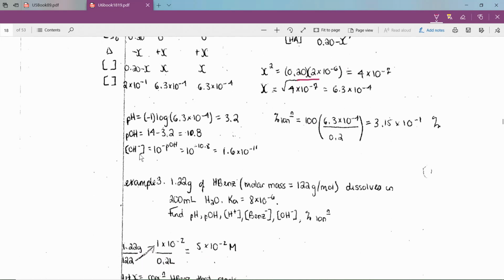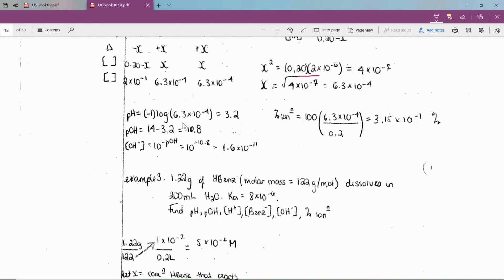Okay, so once I got the X, I know that the pH is minus 1 times the log of 6.3 by 10 to the minus 4, so it's 3.2. The pOH is 14 minus 3.2, which is 10.8. And the OH minus is 10 to the minus 10.8, which is 1.6 by 10 to the minus 11 molar. The H plus, well, that's given, 6.3 by 10 to the minus 4. And the percent ionization is 100 times how much is reacting, 6.3 by 10 to the minus 4 over 0.2. And that's just 0.315%.